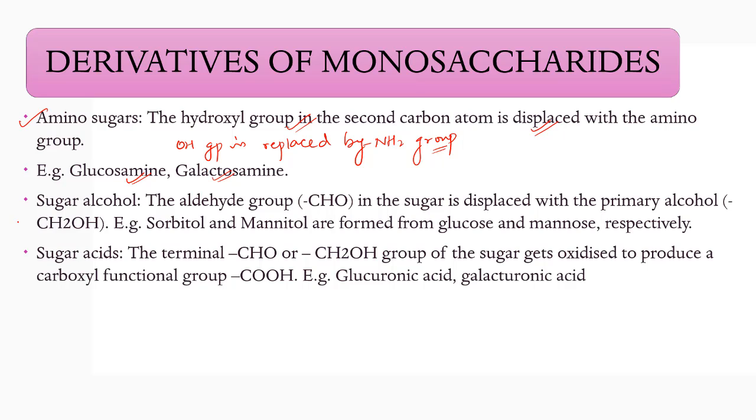Sugar alcohol: the aldehydic group CHO in the sugar is replaced by primary alcohol CH2OH, like sorbitol and mannitol. It basically comes when we reduce the glucose or sugars. When these sugars are oxidized, carbons 2, 3, 4, 5, and 6.